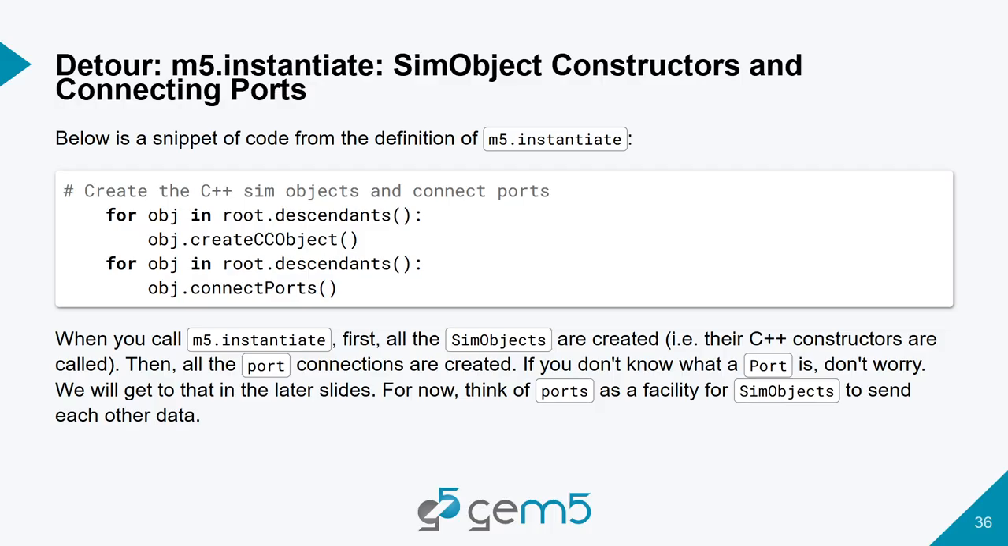Okay, so I talked about looking into this later, and the later is now here. When you call m5.instantiate, you can find the definition of this function under src/python/m5/simulate.py, I think. If you check out the definition of this function, you'll see that it calls two very specific functions called createCCObjects and connectPorts. So what you're doing when you call m5.instantiate is telling gem5 to go ahead and basically call all the constructors of the SimObjects that are in the tree described by the root. So it'll go through all the objects in the descendants of root.